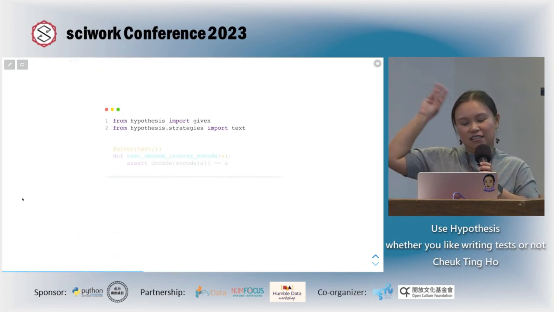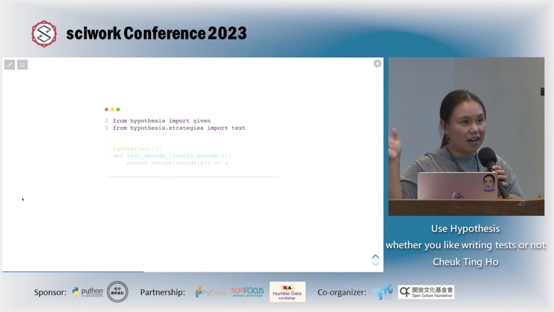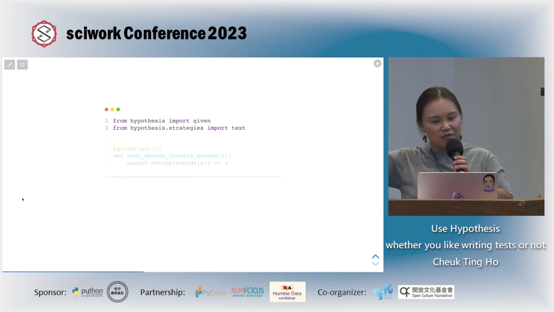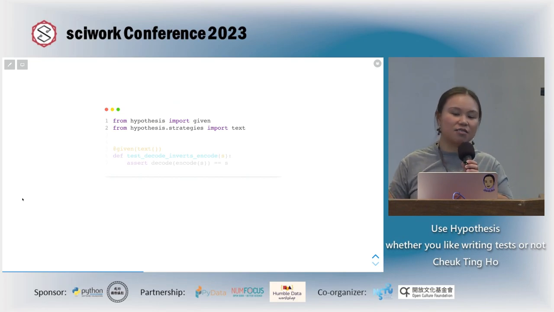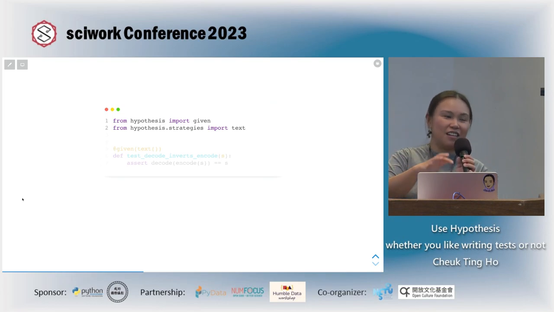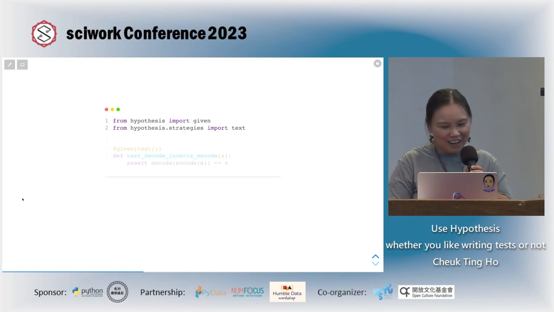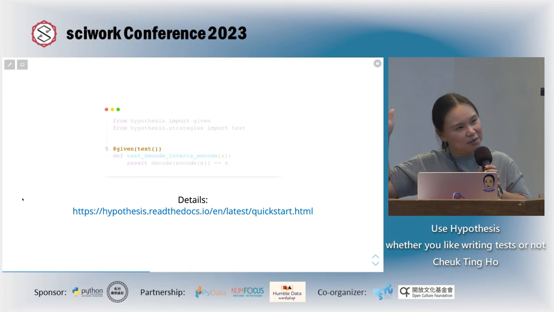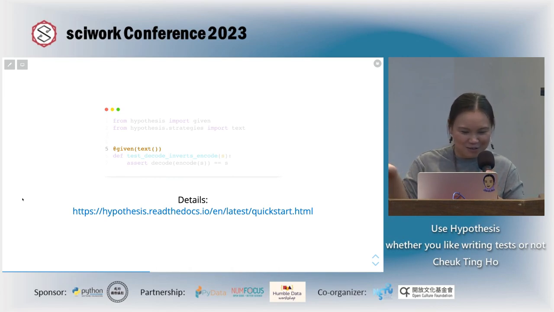So this is how you use hypothesis. You have to import given, which is the decorator that I mentioned. And then from strategies you find the right strategy, because we are encoding and decoding some text, so we would import text. We were just assuming that the input will be some text, and hypothesis would handle it automatically. So this is the very important line. Whenever you see a line like this, you probably know that it's a test written using hypothesis.